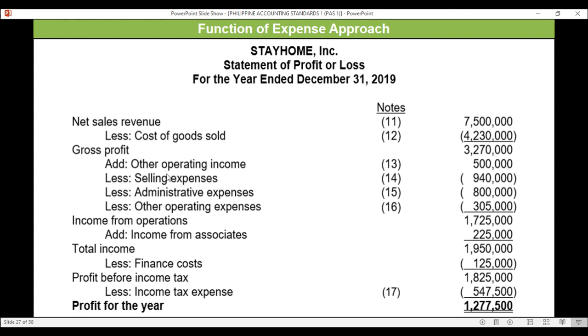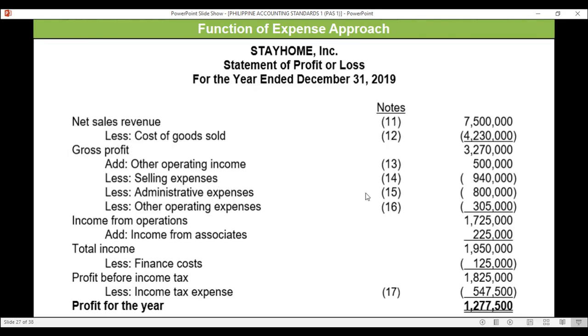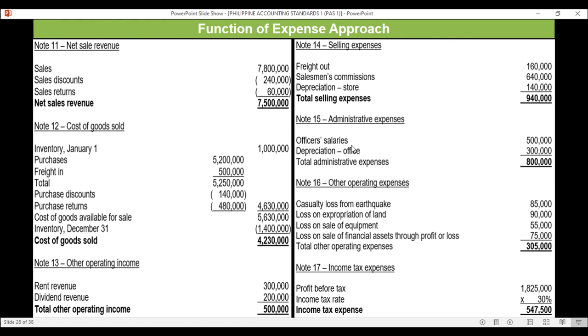So for example, for selling expenses, we can see in note 14 that we have paid out sales commission and store depreciation. Then for the administrative expenses, in note 15, we have the officer salaries and depreciation of the office.